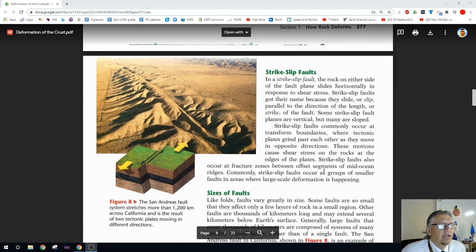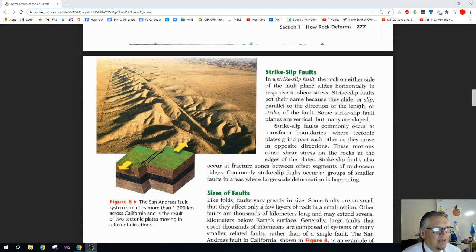Strike-slip fault. In a strike-slip fault, the rock on either side of the fault plane slides horizontally in response to shear stress. Strike-slip faults got their name because they slide or slip parallel to the direction of the length, or strike, of the fault. Some strike-slip fault planes are vertical, but many are sloped.